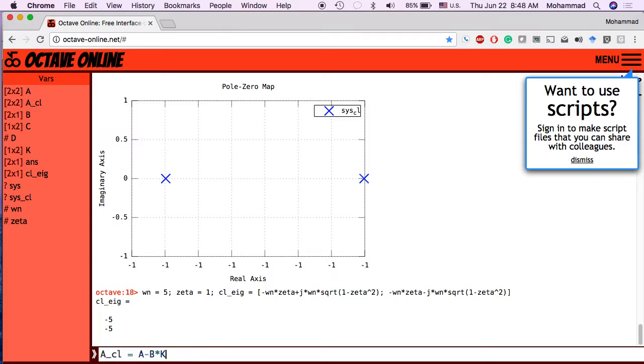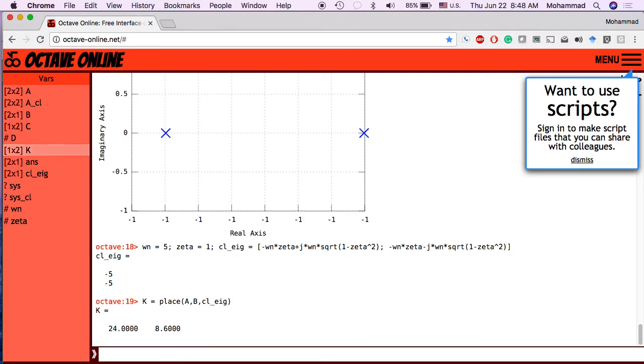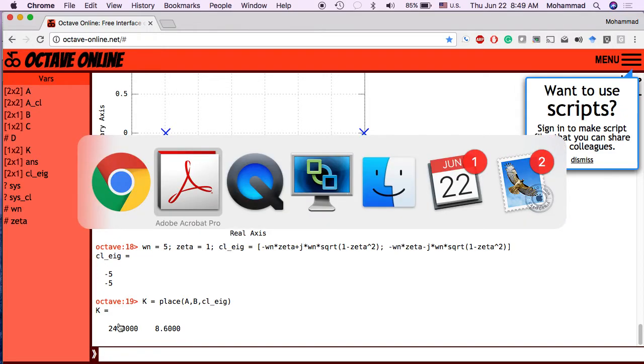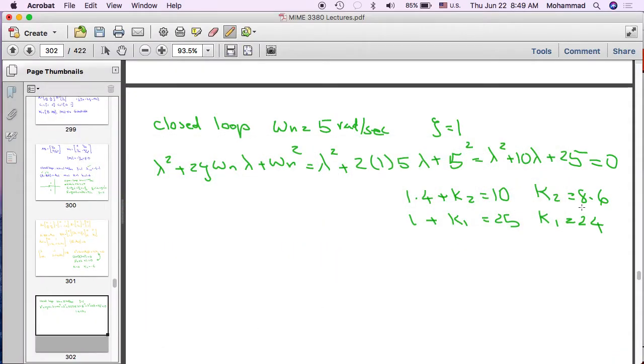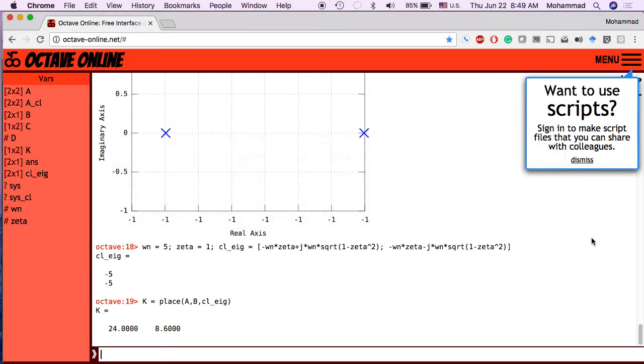So we can go here and say, I want a pair of controller gains that will give me this new location for closed loop poles. So here it is. It says K1 has to be 24 and K2 is 8.6. Is that what we found also? Yeah, 8.6 and 24. So that's what we previously found.